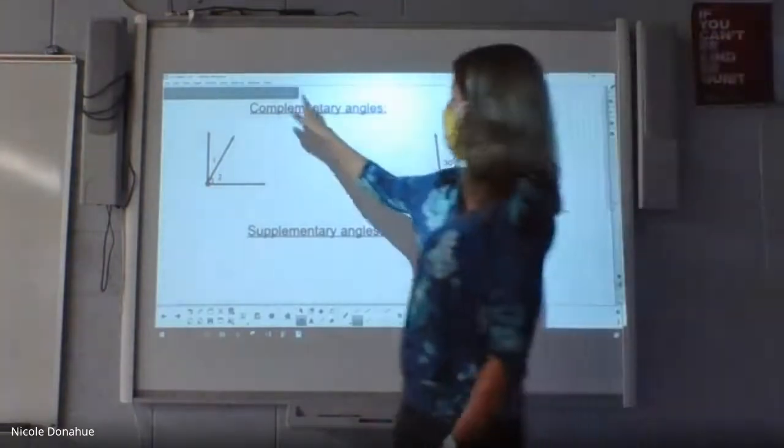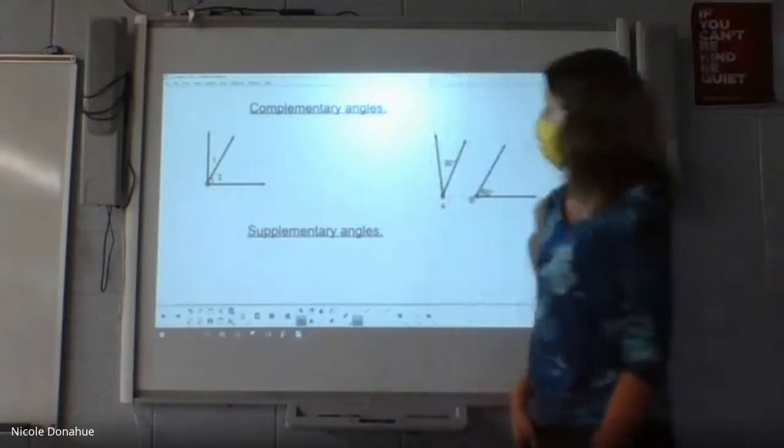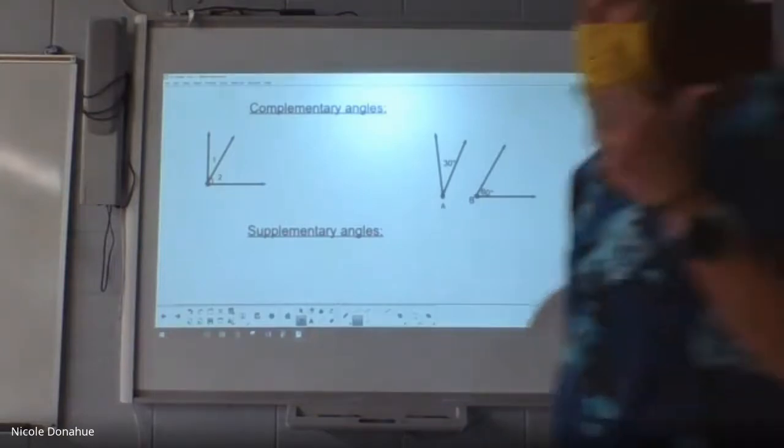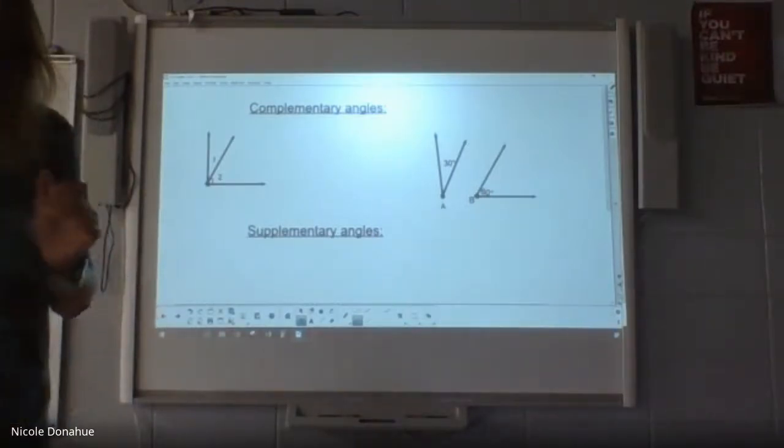Now, these might be vocab words you actually know from before. Complementary and supplementary is probably something that you've learned at some point. You just probably get them mixed up from time to time. And I'll give you my trick on how I remember the difference. So complementary and supplementary angles.